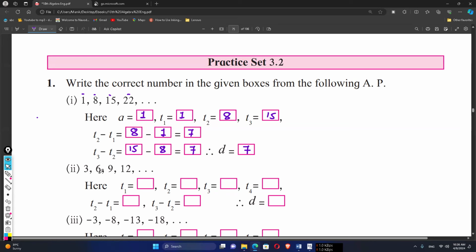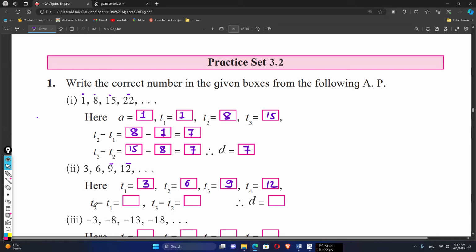Now let's solve the second activity. The given AP is 3, 6, 9, 12. Here the first term, that is t1, is 3. The second term, t2, is equal to 6. t3, the third term, is 9. And t4, the fourth term of this AP, is 12.